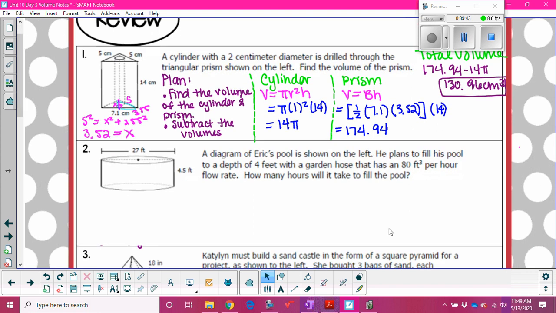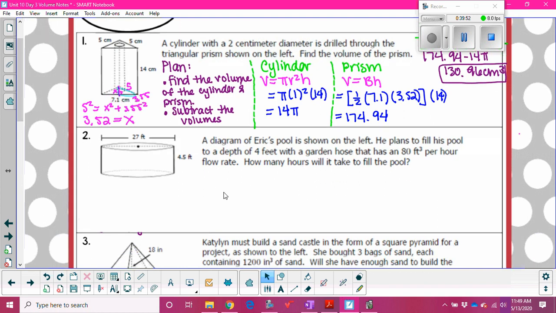Okay, so let's look at number 2. I want you all to pause it, think of a plan, follow it through, and then find an answer. Number 2, a diagram of Eric's pool is shown on the left. He plans to fill his pool to a depth of 4 feet with a garden hose that has an 80 cubic feet per hour flow rate. How many hours will it take to fill the pool? The height of the cylinder is 4.5, but we're only filling it to 4 feet, so we need to keep that in mind.